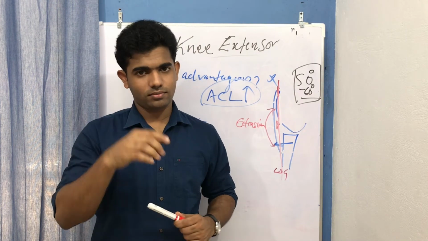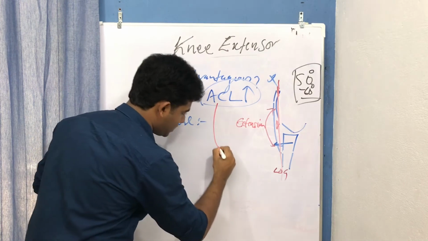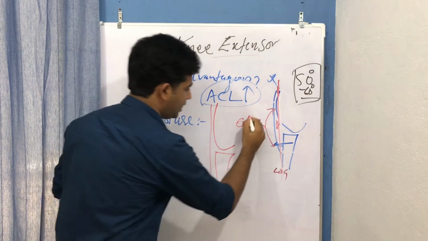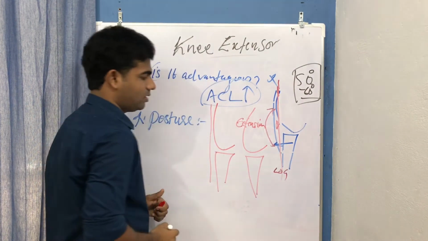But what happens when a patient is going for, this is the scenario here, okay, the line of gravity passes anteriorly, but what happens if that patient is going for knee flexion?